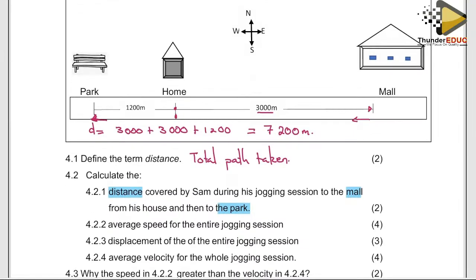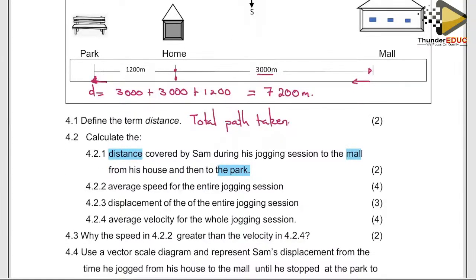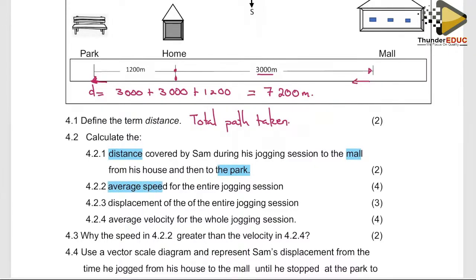Then after that, we are asked to calculate the average speed. So we're asked to calculate his average speed for the entire jogging session, right?